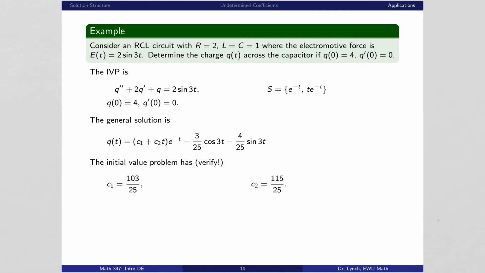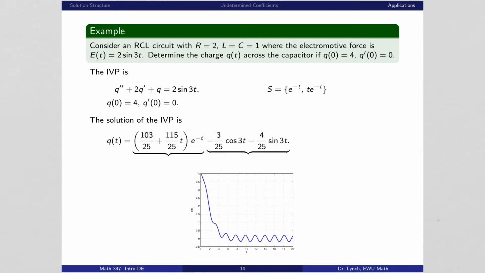At this point, we use the general solution to satisfy the initial conditions. So we'll return up to the initial conditions, and I won't go through finding C1 and C2, I just invite you to verify that C1 turns out to be 103/25 and C2 turns out to be 115/25, giving us the solution to the initial value problem of this form.